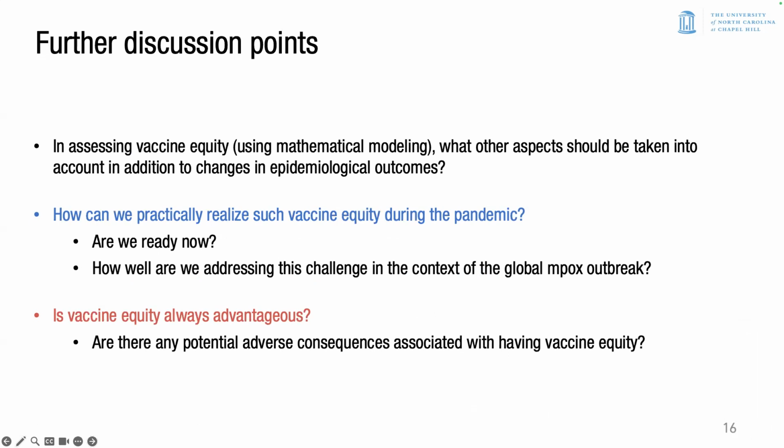So my question is, are we ready now? And also how well are we addressing this vaccine equity challenge in the context of the global mpox outbreak or so on. And the last question is my personal curiosity, but I often wonder whether this vaccine equity is always advantageous or if there are specific situations where prioritizing equity might inadvertently increase the overall burden. While I generally love the idea of vaccine equity, I thought it would be fun to discuss if there are any potential adverse consequences associated with having this vaccine equity.